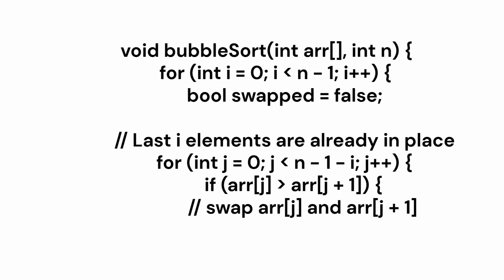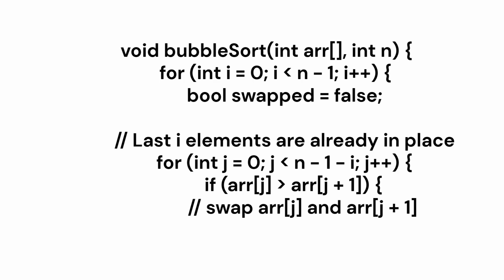This inner loop is where we compare adjacent elements and decide whether to swap them. int temp = arr[j]; arr[j] = arr[j+1]; arr[j+1] = temp. These three lines perform the swap.